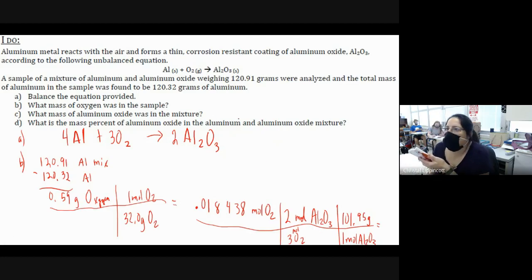So that ends up being this times 2 times 101.95 divided by 3. I got 1.2, and I'm just going to come up here and give my answer because I ran out of room over here. Hopefully you guys have a little more. I need 5 sig figs for my answer. So 2, 5, 3, 1 grams of Al2O3.